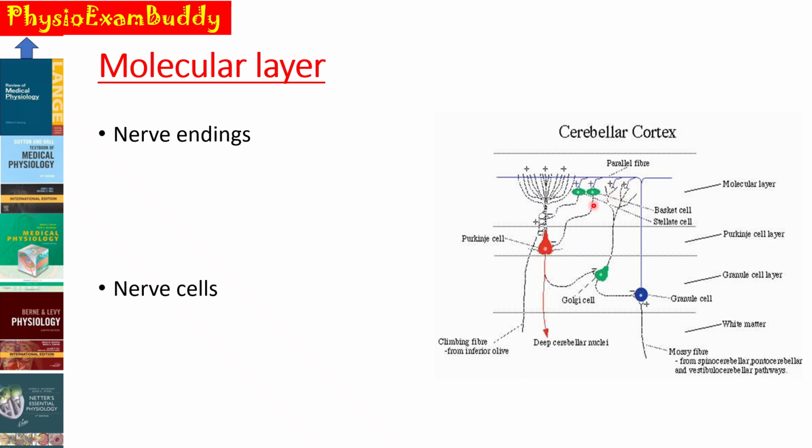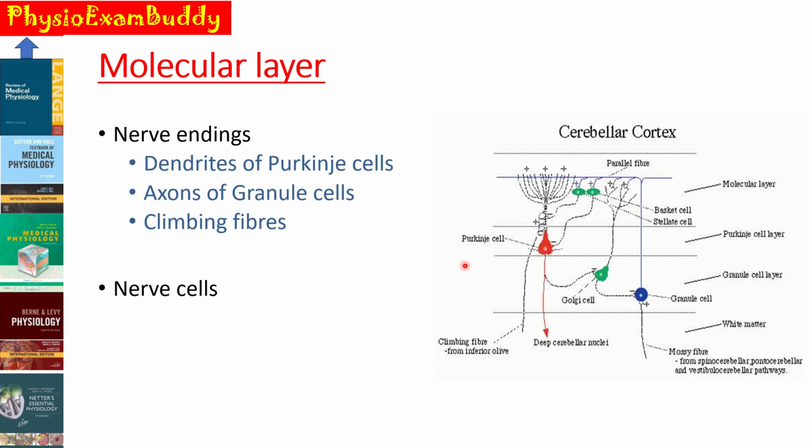First, about the outermost layer, that is the molecular layer. The main contents of the molecular layer include mainly the nerve endings as well as the nerve cells. The nerve endings come from the dendrites of the Purkinje cells. This is the Purkinje cell body and this is the dendrites of the Purkinje cells. So that is one of the contents of the molecular layer.